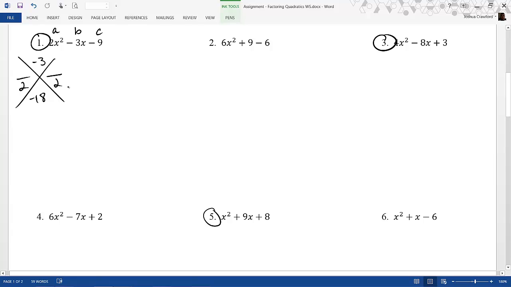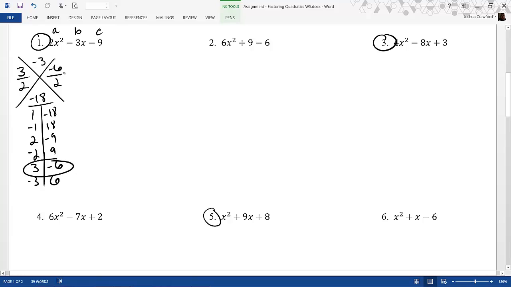Now, we need to factor negative 18 to see which pair of factors equals negative 3. So start with 1, negative 18, negative 1, 18, 2 and negative 9, negative 2 and 9, 3 and negative 6, negative 3 and 6, and it looks like 3 plus negative 6 equals negative 3. So those would be your two numerators.